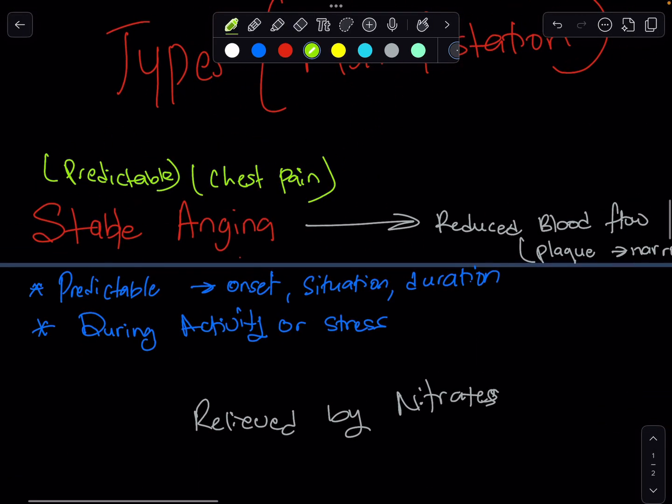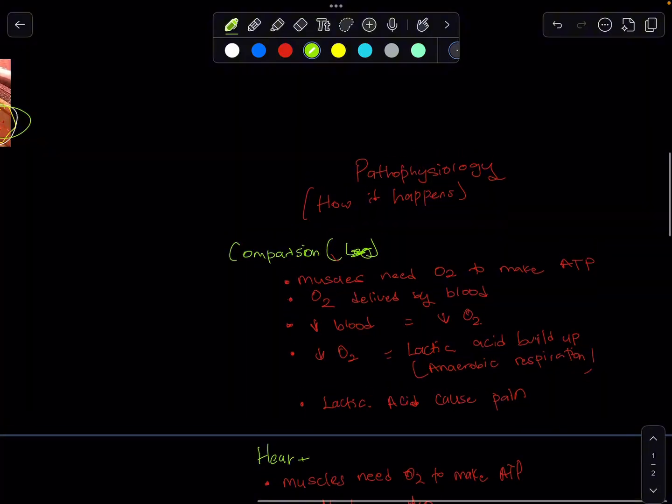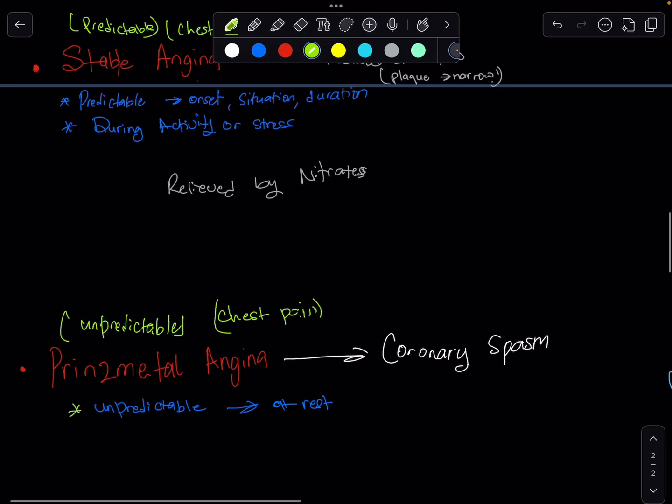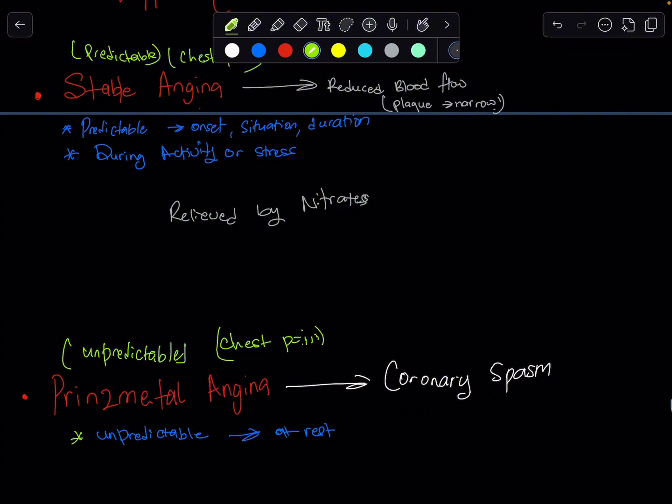Because remember what chest pain is: reduced blood flow, which reduces oxygen. Reduced oxygen causes lactic acid buildup. Lactic acid causes pain. And the only difference is this is unpredictable and it happens at rest. So that's the difference here. But we know that there are different causes, as you can see: stable angina, reduced blood flow, and Prinzmetal, coronary spasm. Now remember, Prinzmetal is really mental, so it's just unpredictable.